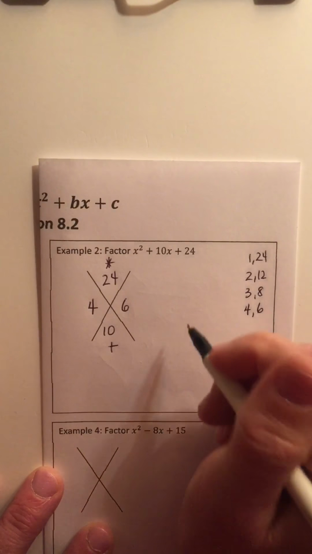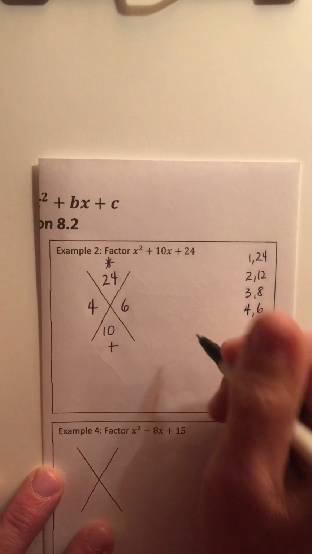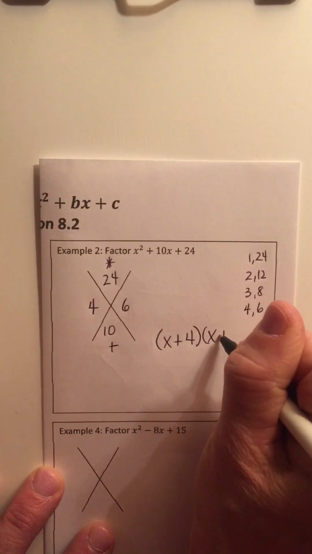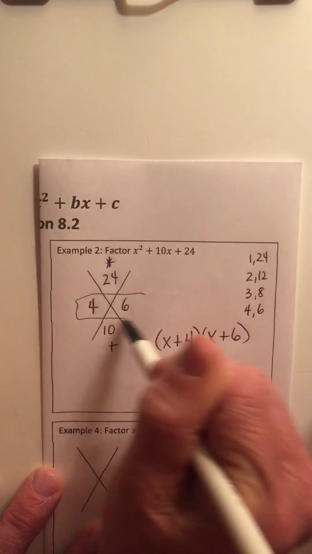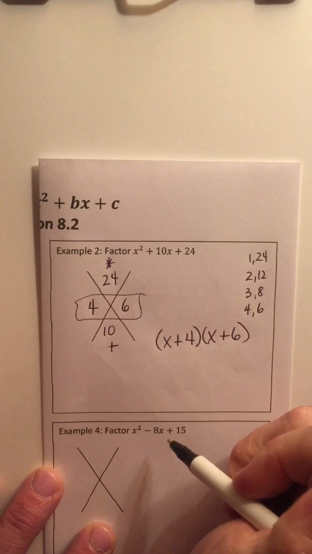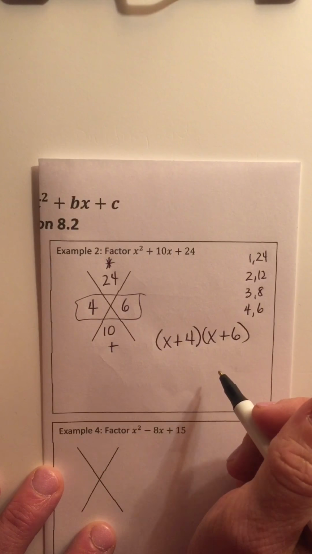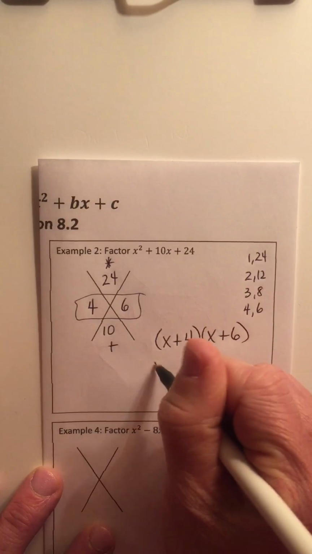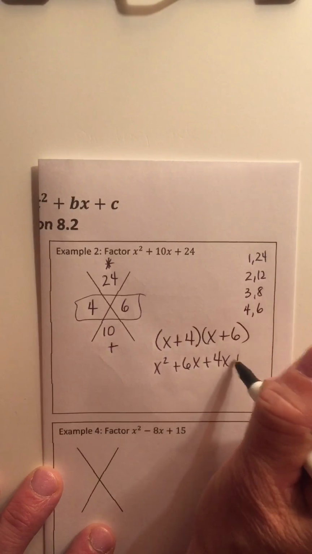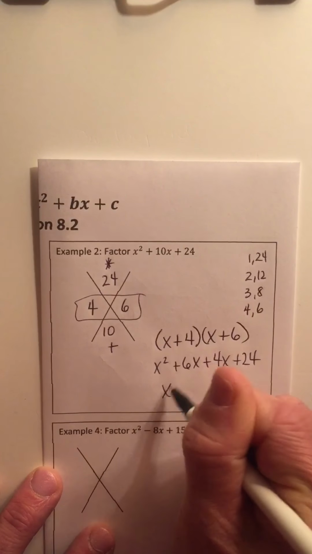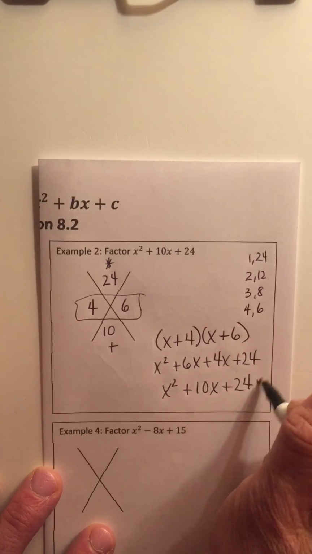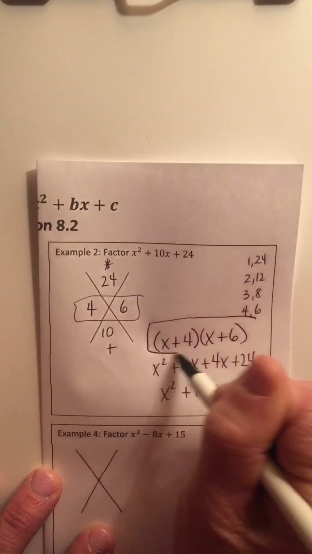We are going to write our binomials now. x plus 4 times x plus 6. This information gives us our binomials. We can multiply to check our solution. x squared plus 6x plus 4x plus 24. x squared plus 10x plus 24. It checks. There is our factored product.